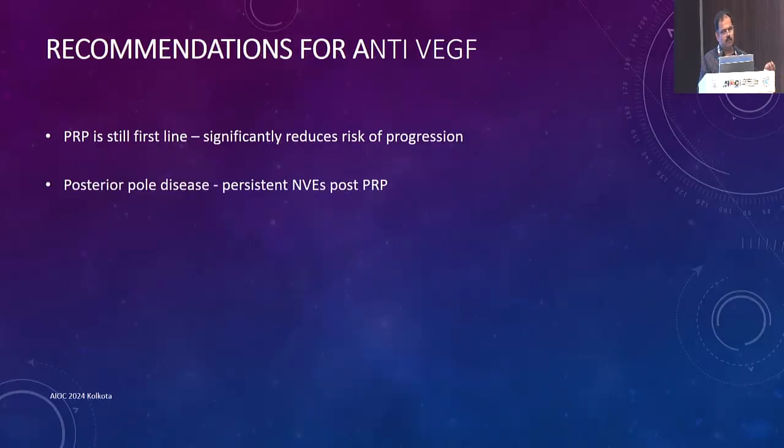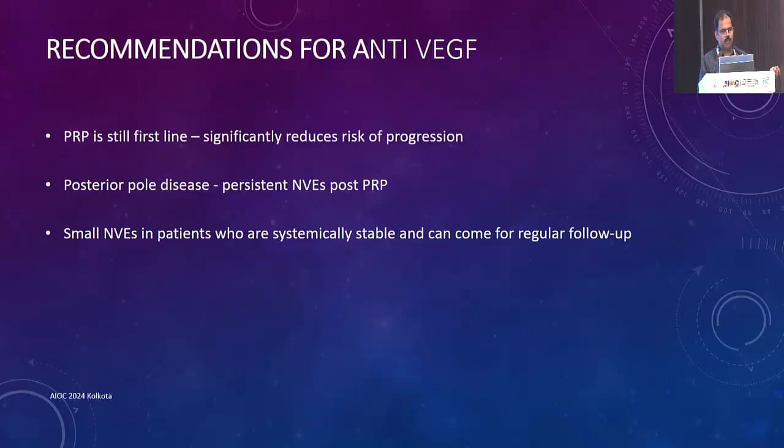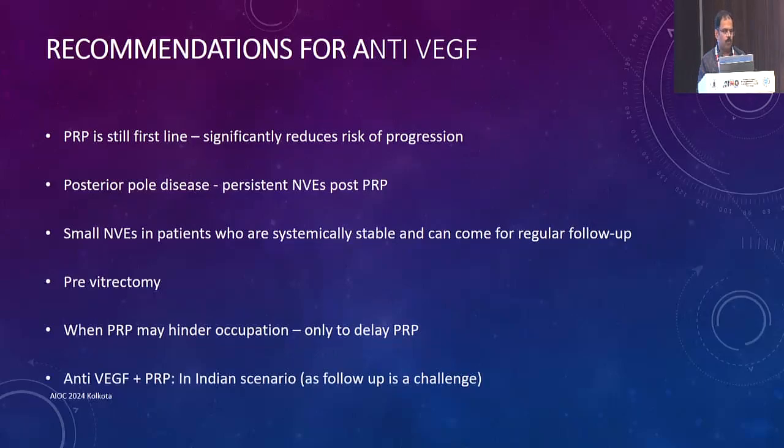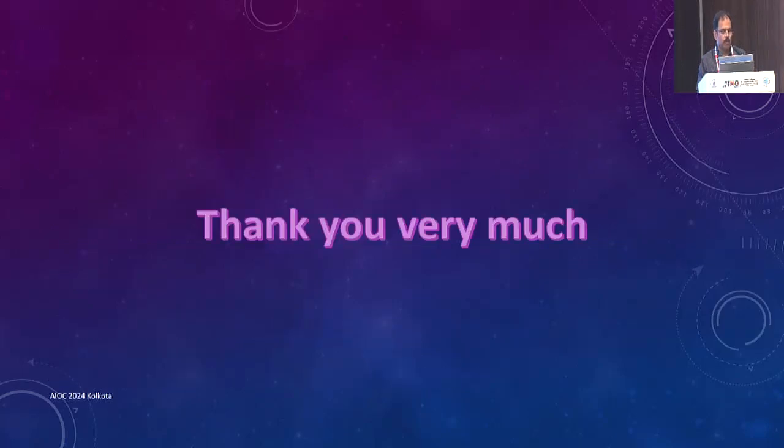Posterior pole disease, you could put in 1 anti-VEGF injection. You cannot laser the posterior pole, obviously. So pre-vitrectomy, and when PRP may hinder occupation. In the Indian scenario, 1 anti-VEGF followed by PRP will be a little better, as shown by the study also.